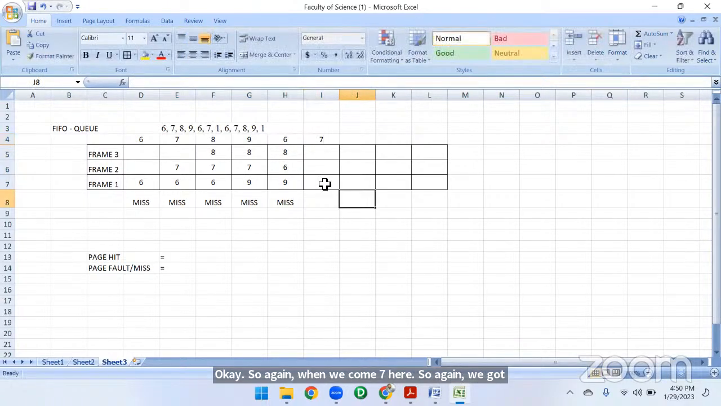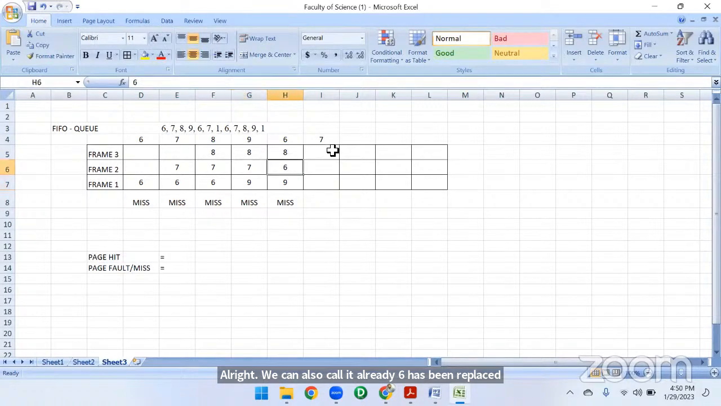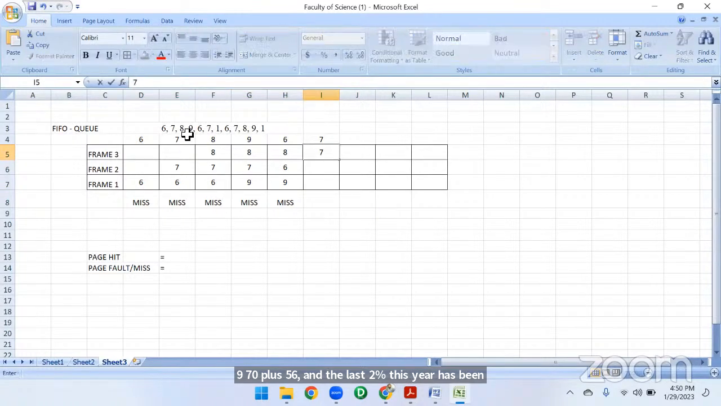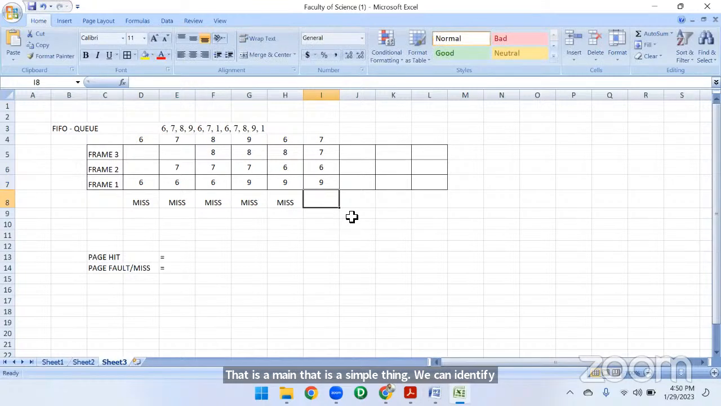So when we got the 7, it replaced the 8. Yes, 7 replaced the 8. Why? Because 8 has been there the longest. Or we can also say that 6 was replaced with 9, 7 was replaced with 6, and the last one has been replaced with 7. Like that also we can take. But whoever is present from a long period, we can replace them. That is the main, simple thing. We can identify it. Can we replace with any number, sir? Not any number, but whoever has been present for a long period.